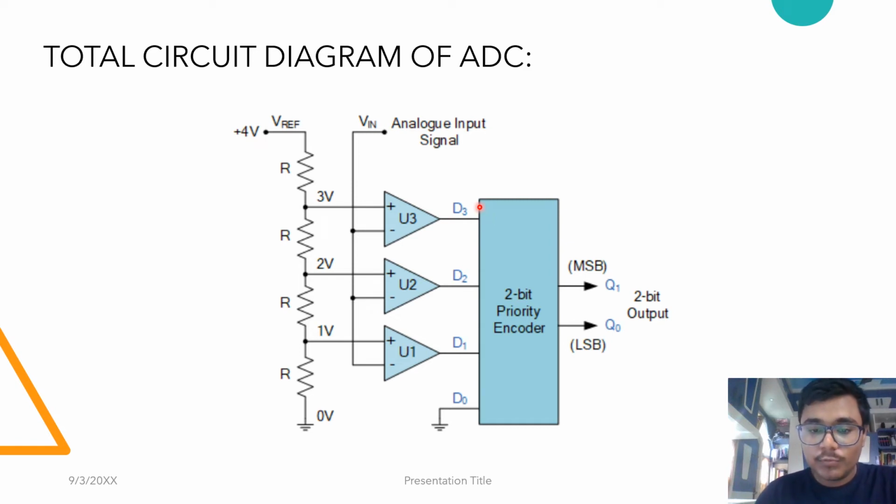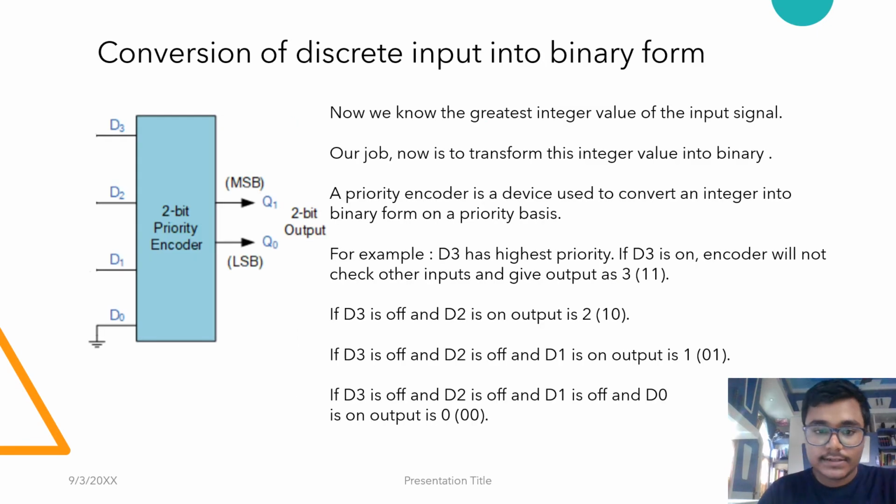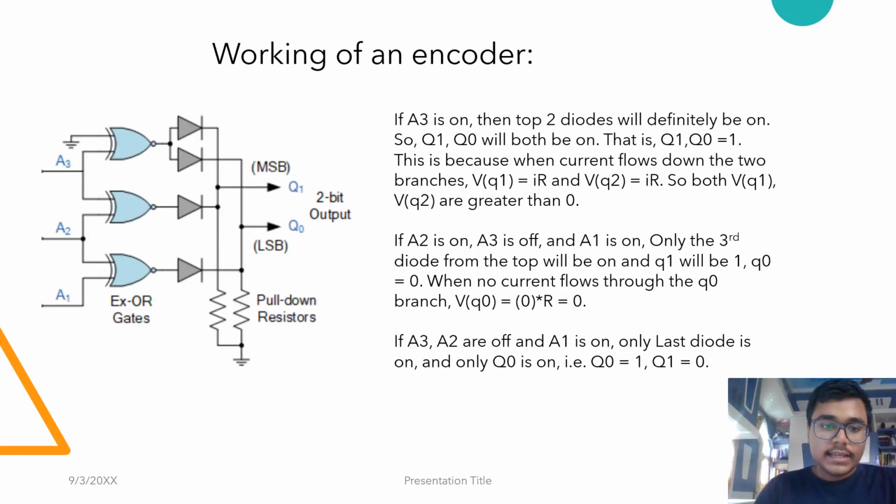Now the 2-bit encoder should take this 3 volt output and convert it into 1, 1, that is 3 in binary form. How does it do this? Well, it has logic gates. First, it uses 3 XOR gates, and the first terminal of the first gate is grounded. The second terminal is connected to A3. For the second XOR gate, the connection is made as shown, and the last one is also connected as shown.